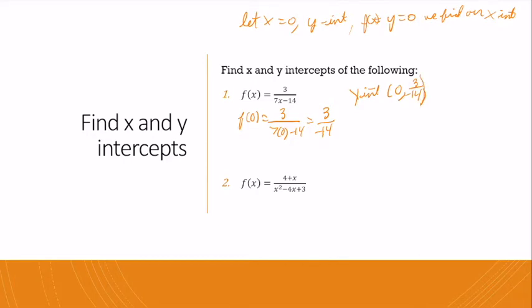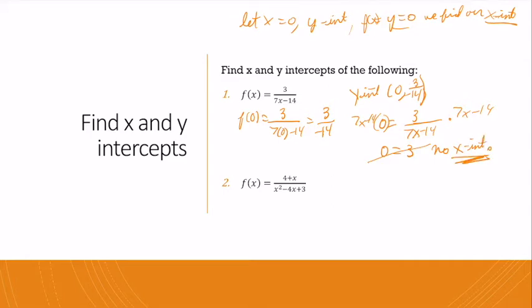To find my x-intercepts, I let y equal 0. So if I have 0 equals 3 over 7x minus 14, I can multiply both sides by 7x minus 14. Well, 0 times 7x minus 14 equals 0. So I get that 0 equals 3. This is not true. What does this mean? This means there are no x-intercepts.